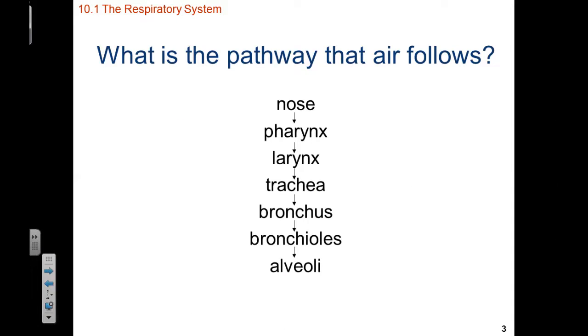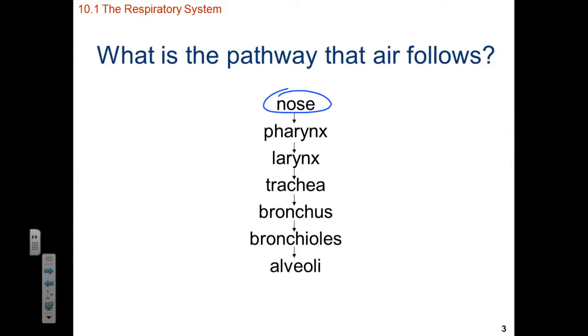Now if we look at the pathway that air follows as it's moving through our respiratory tract, in an ideal situation the air will start at our nose, or enter our body through our nose. It is safer for us to breathe through our nose. So for those of you who are open mouth breathers, I feel your pain, sometimes you have a stuffy nose, but it's best to breathe through your nose.